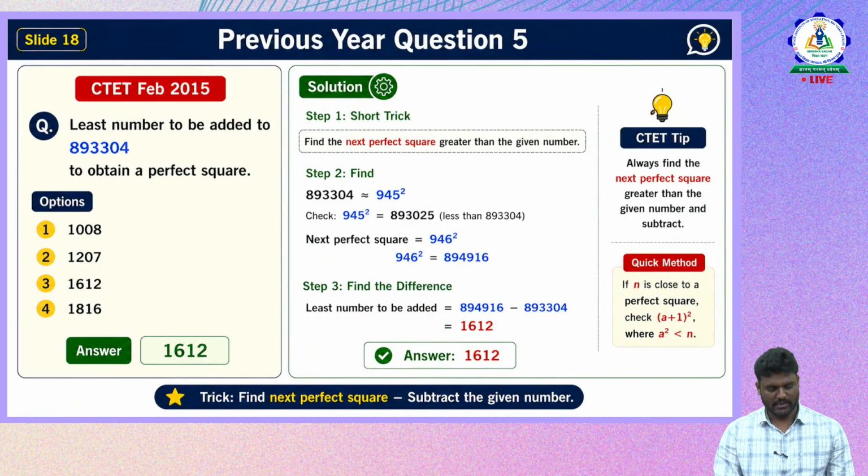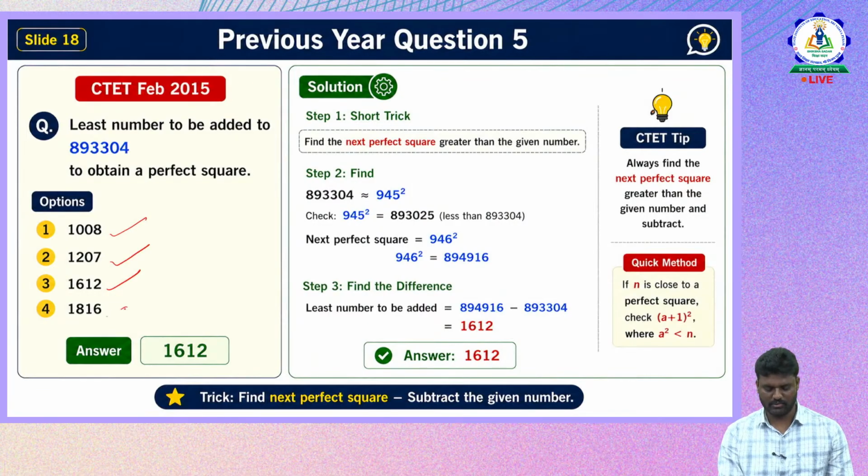Now the next question is, find the least number to be added to 893,304 to obtain a perfect square. So find the next perfect square greater than the given number. What are the options given here? Option 1 is 1008, option 2 is 1207, option 3 is 1612, option 4 is 1816.